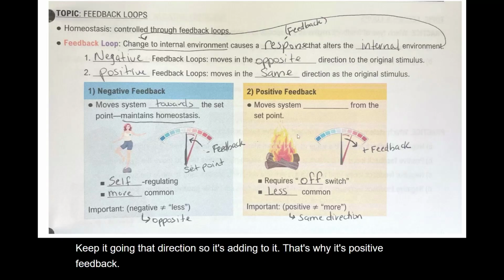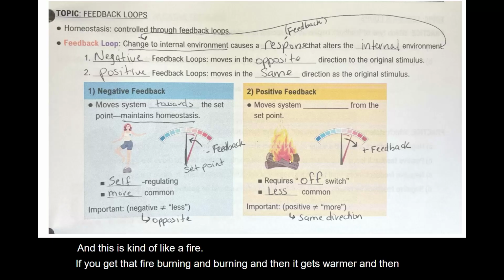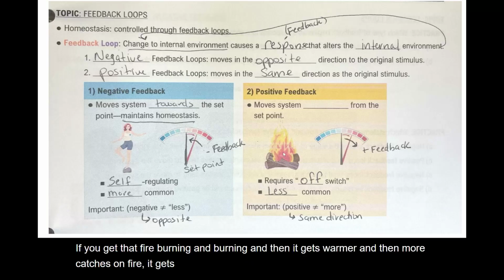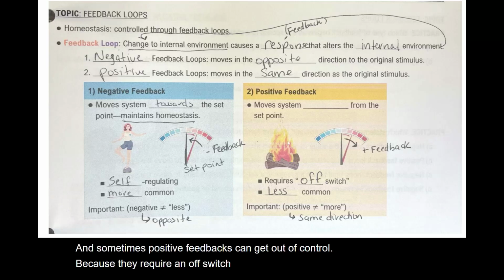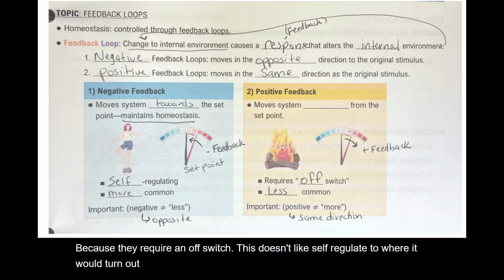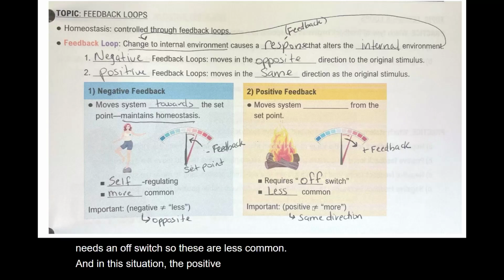And this is kind of like a fire. If you get that fire burning and burning, and then it gets warmer, and then more catches on fire, it gets warmer, hotter, it'll get out of control. And sometimes positive feedbacks can get out of control because they require an off switch. This doesn't self-regulate to where it would turn out the fire. You need a fire department to come put this out. It needs an off switch. So these are less common. And in this situation, the positive for positive feedback does not mean more. It just means in the same direction.